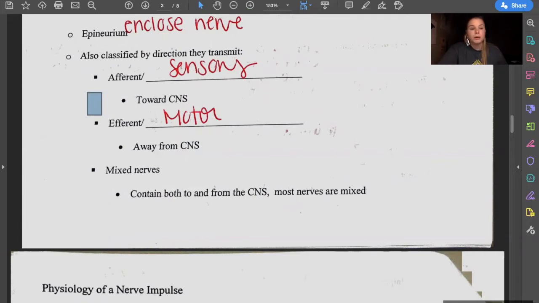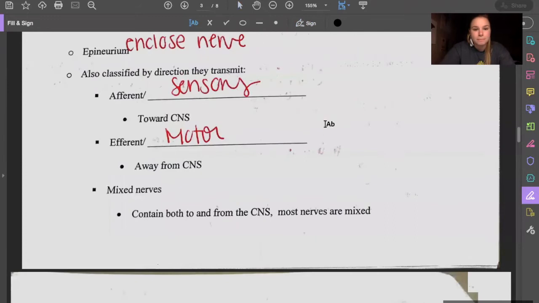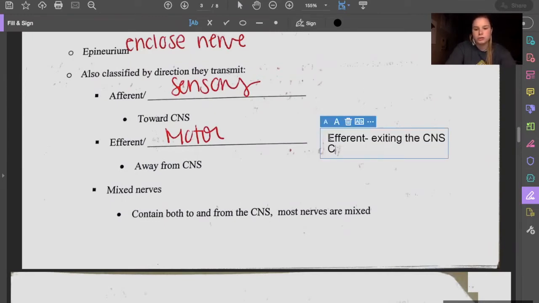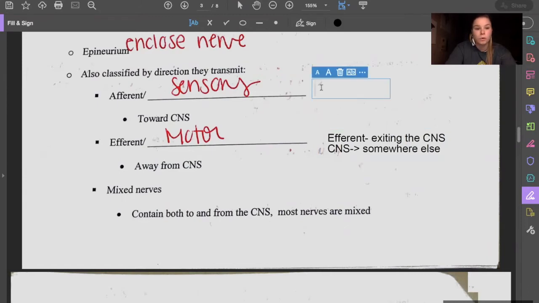So my trick is efferent is exiting the central nervous system. I can type that in here. So efferent is exiting the central nervous system, right? So central nervous system to somewhere else, okay? Where our afferent, it affects what we do. It affects what we do, right?